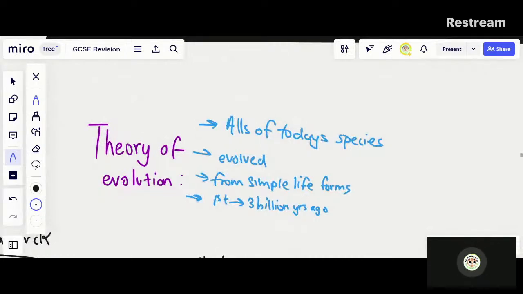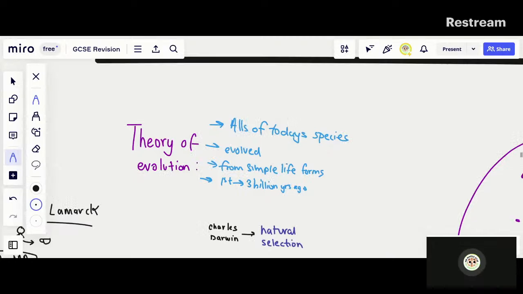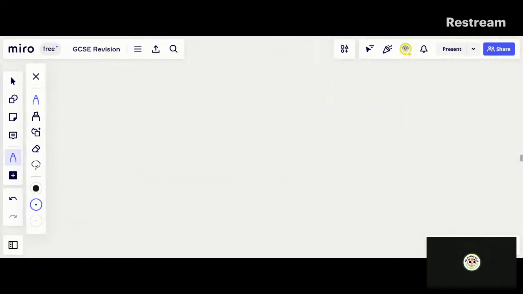Okay, so enough of evolution. We're now moving on to the next topic, which is genetic engineering, selective breeding, and cloning. So all of the different ones. And people get confused between them, so I'm going to try and explain them as best as I can. So selective breeding. Let's start with selective breeding.